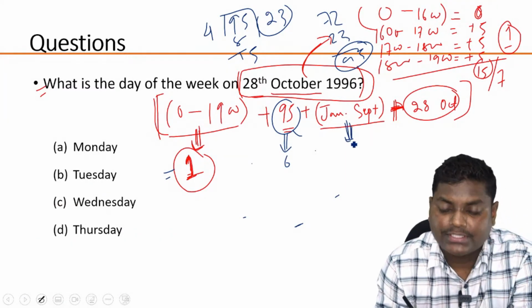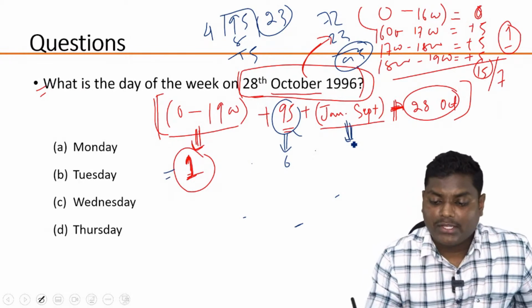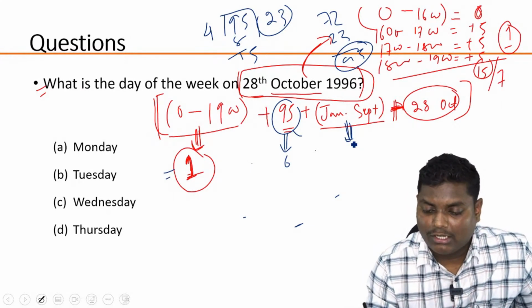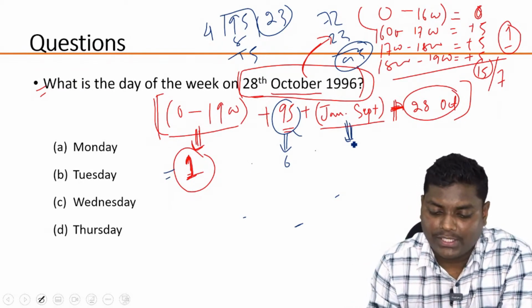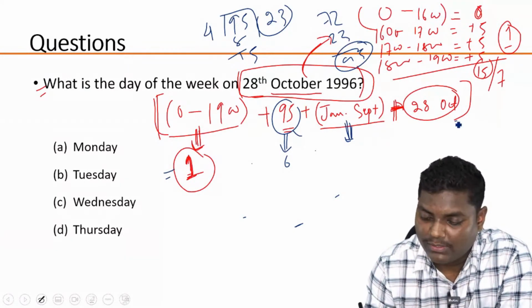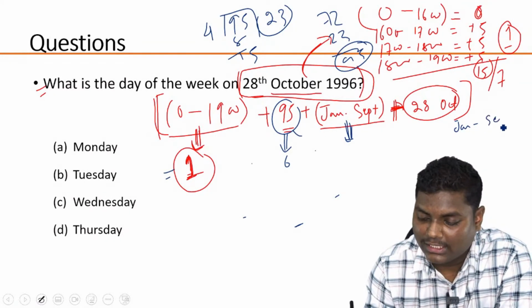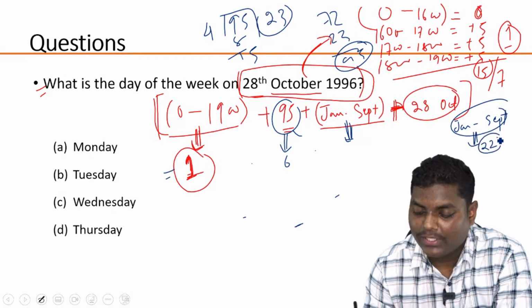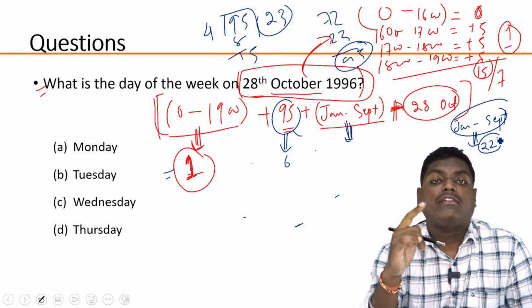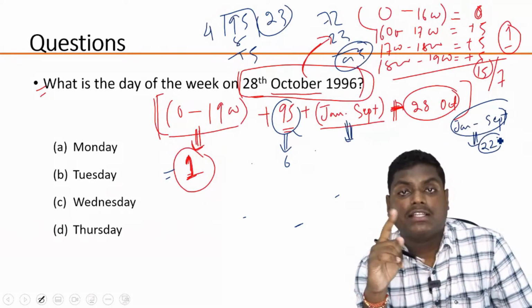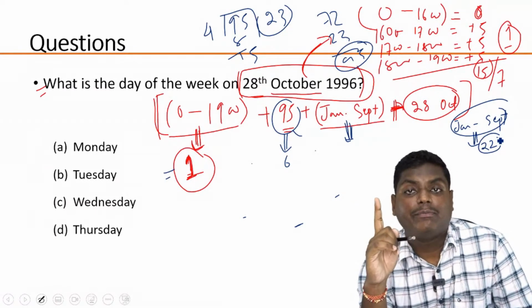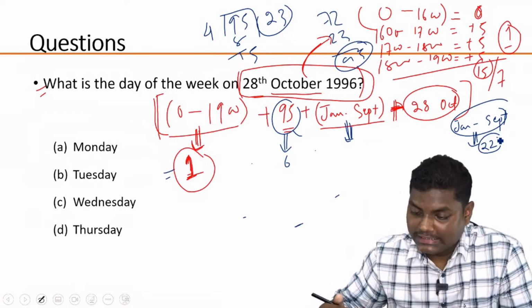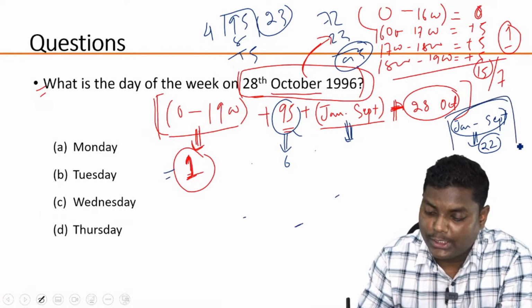Again, from January to September, we just need to see the odd days. If you start counting from January to September, you'll get it to be 22. Since it's a leap year, you can just try it by yourself. For January, the number of odd days is 3. For February, since it's a leap year, it is 1. So if you add all these days, it will come to 22.